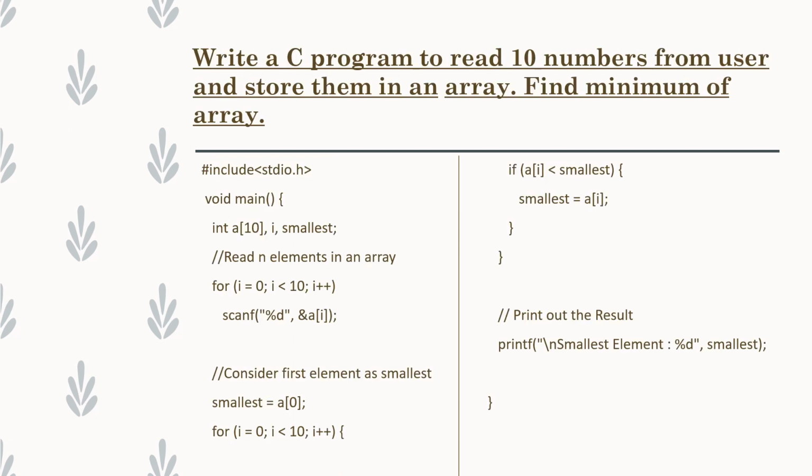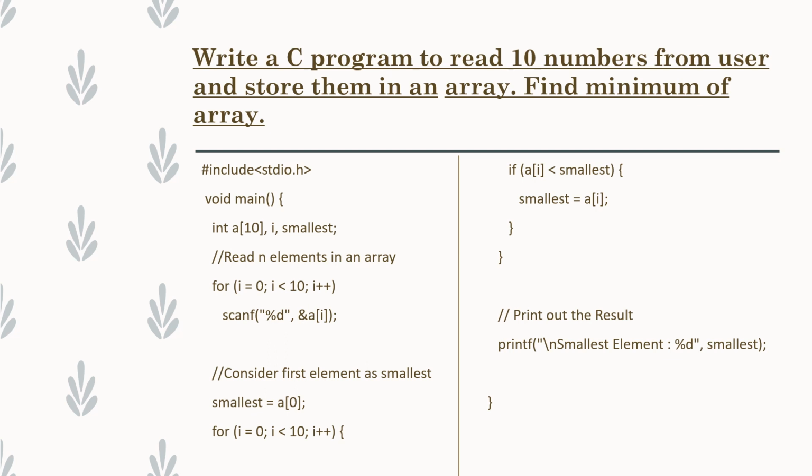Now let us see one more example. That is, write a C program to read 10 numbers from the user, store them in an array, and find the minimum of the array. So we are basically familiar with array traversing, that we have to deal with its indices from 0 to 10, right? Whenever I'm having an array of size 10, that means my indices here will be 0 to 9, because I have to deal with 0 to size minus 1.